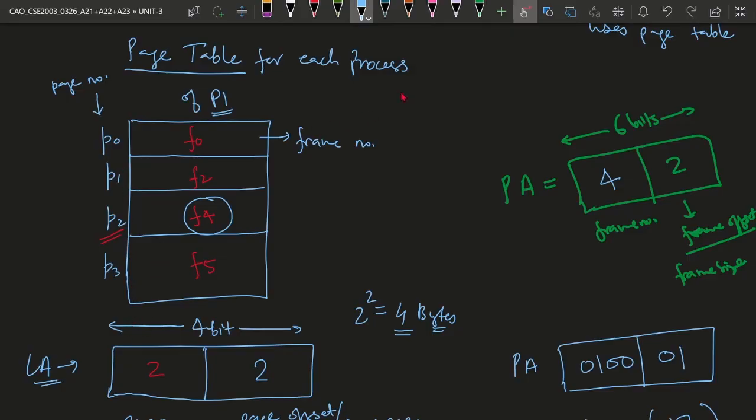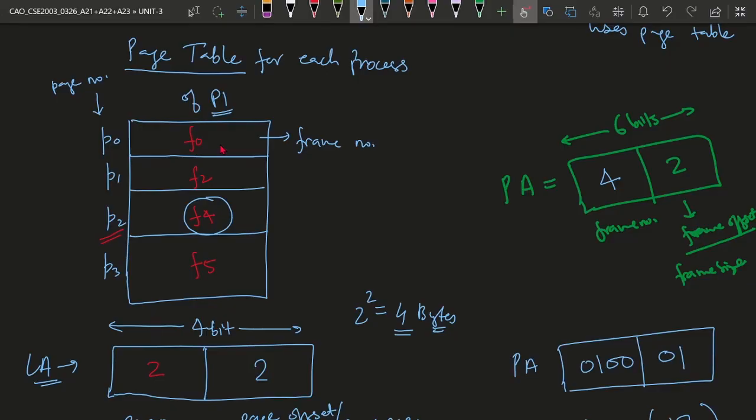Similarly, process number 2 will have the same page number 02. Whatever the size of the process, there will be page numbers, so the page number count is defined by the process size. So this is the single level paging that we can conclude with. Next we will see multi-level paging.